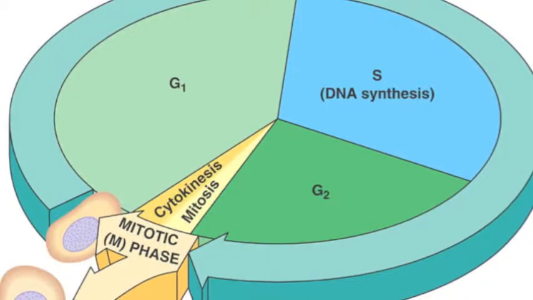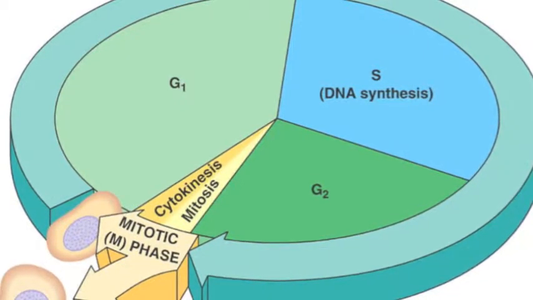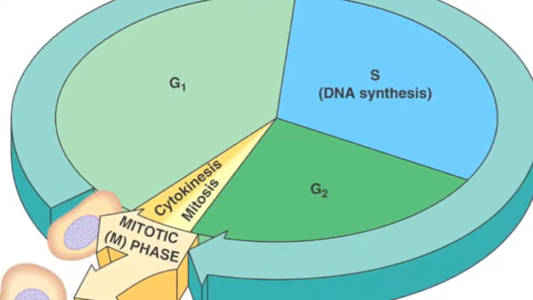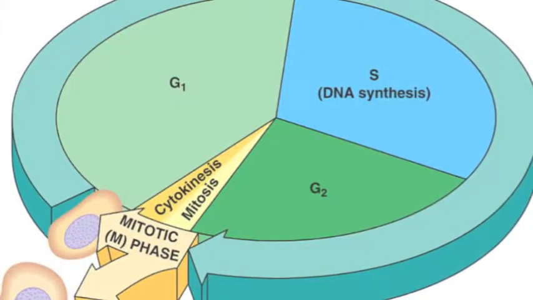Before the cell can enter into mitotic division, interphase must take place. The cell spends 90% of the time in interphase. Interphase is divided into 3 stages.